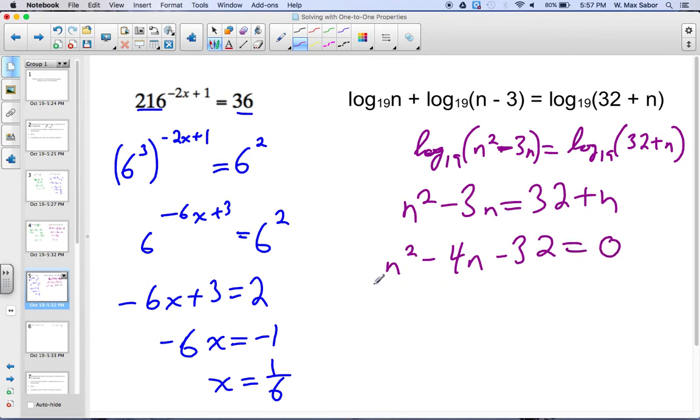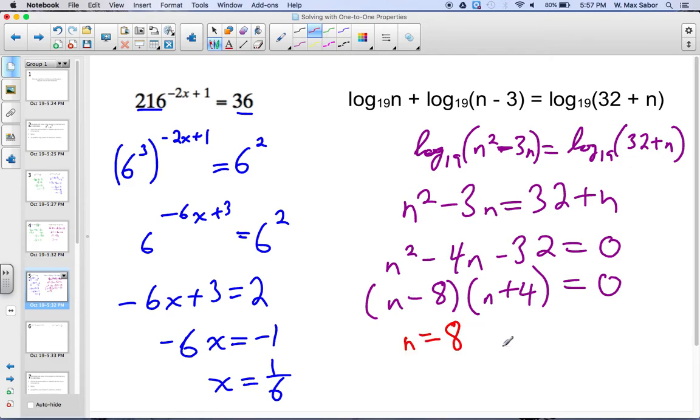Hopefully you remember your quadratics. n minus 8, n plus 4 equals 0. So our solutions are n equals 8 or n equals negative 4. Now this is a case where this is actually not a solution. Don't worry about that for this video, we'll talk about that in the next video.